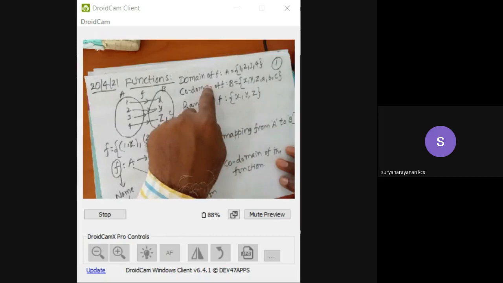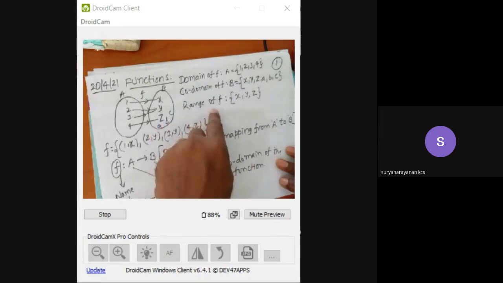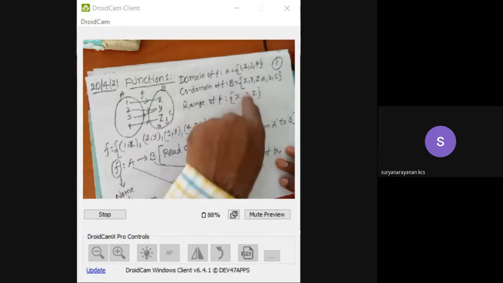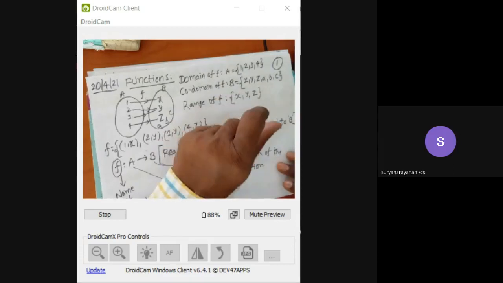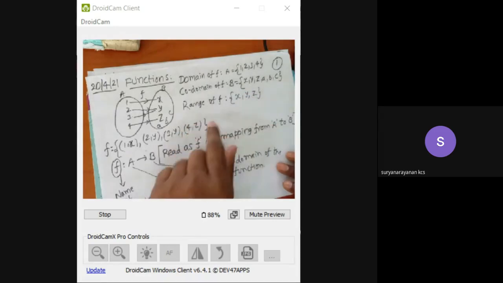Understood this difference, my dear children? Codomain and range, they are not equal. They are not the same. Understood? Got this point? Yes, sir. Codomain and range are not always equal. They may differ. They are different sets.